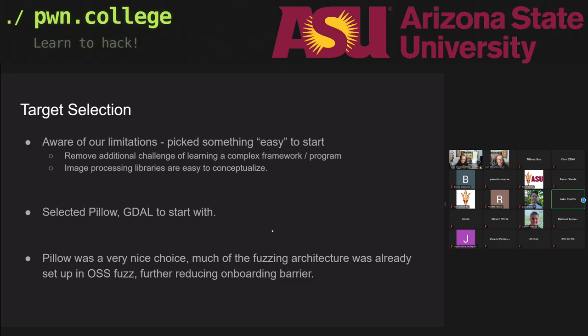Since Pillow was already included in that project, it helped us a lot in the beginning when we were just trying to figure out where we were going and make heads and tails of things. The fact that it was a nicely structured layout really helped. The downside is that since it was already integrated in this project for continuous fuzzing and looking for security vulnerabilities, our hopes really weren't too high about being able to get anything out of it, since it's a project by Google looking for security vulnerabilities. So we tried to keep realistic about the sort of stuff we'd be able to find.